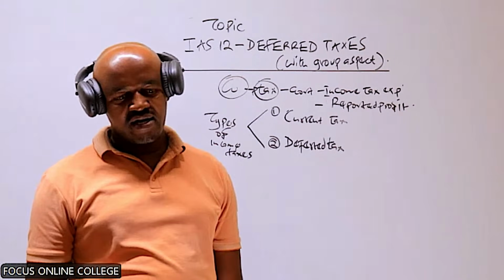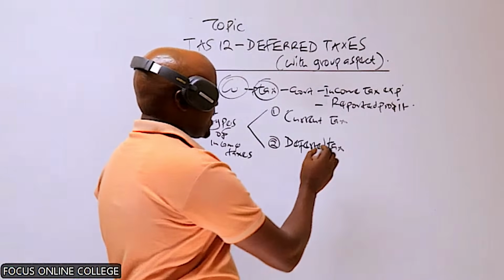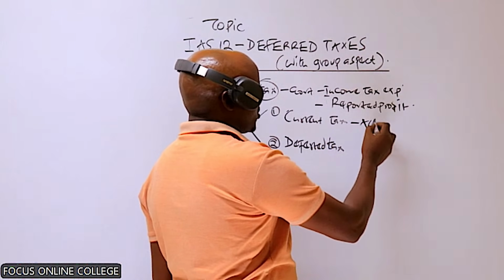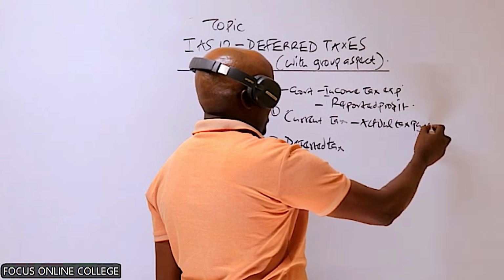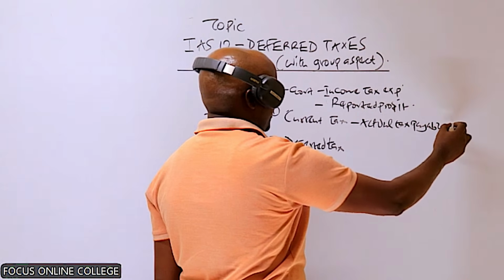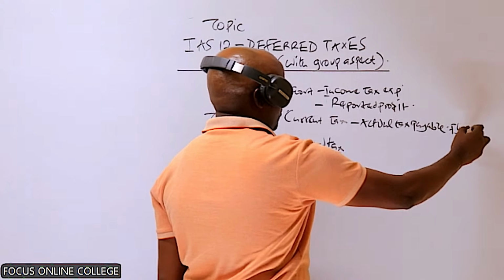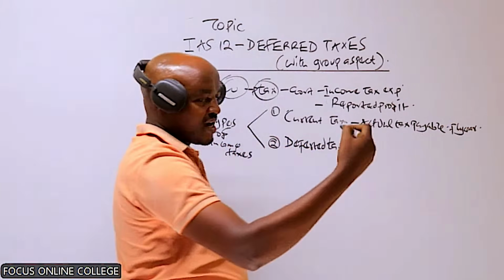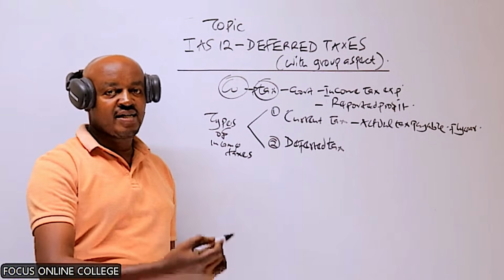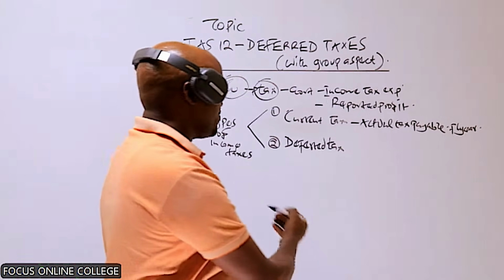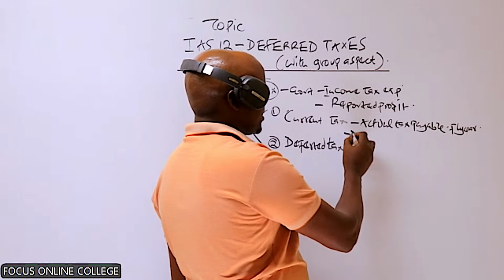First of all, the current tax. This one we say is the actual tax payable in a certain financial year. So that actual amount of tax which a company should pay to the government, we refer to it as the current tax. How do we compute this particular current tax?